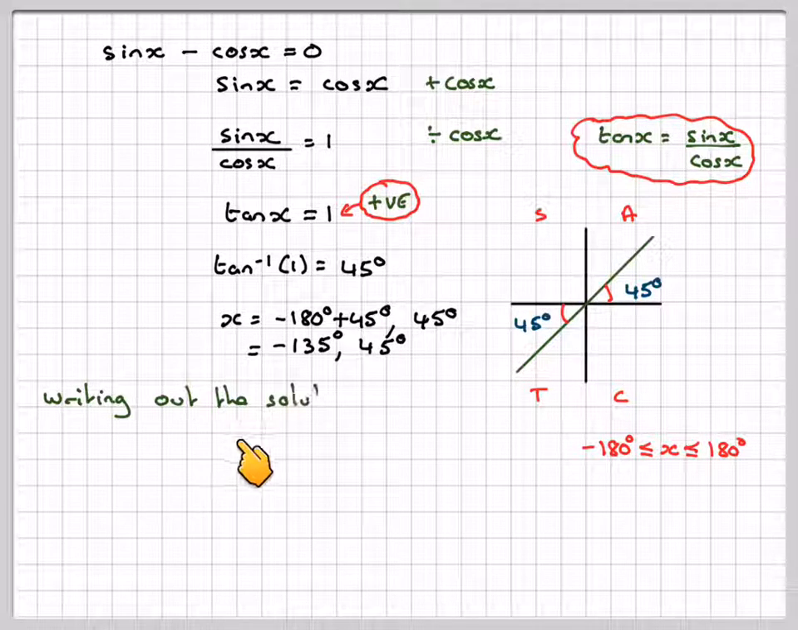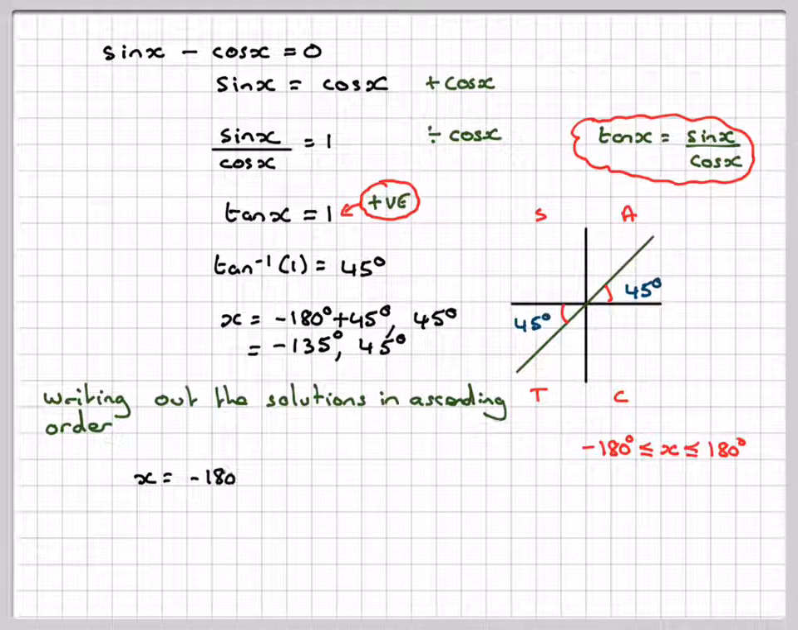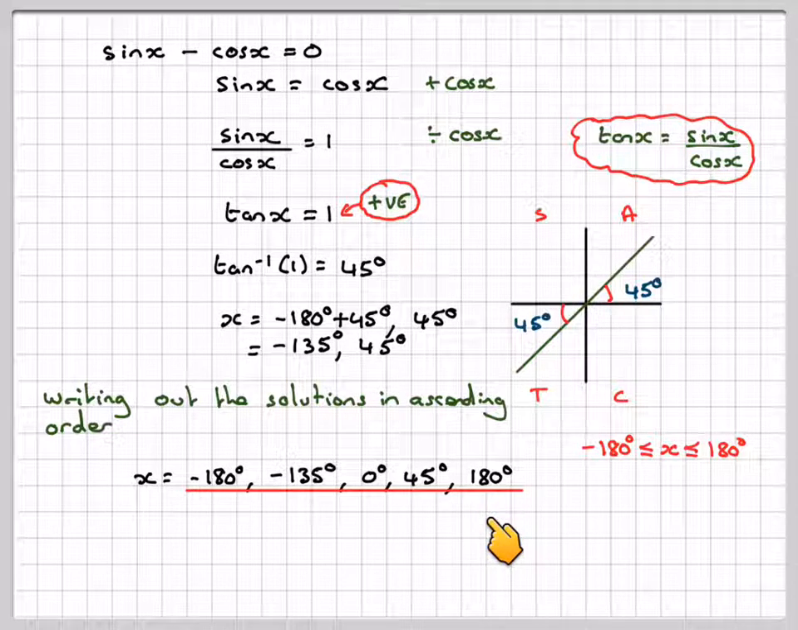Writing out the solutions in ascending order, we're going to get that x is equal to minus 180, minus 135, 0, 45, and 180 degrees.